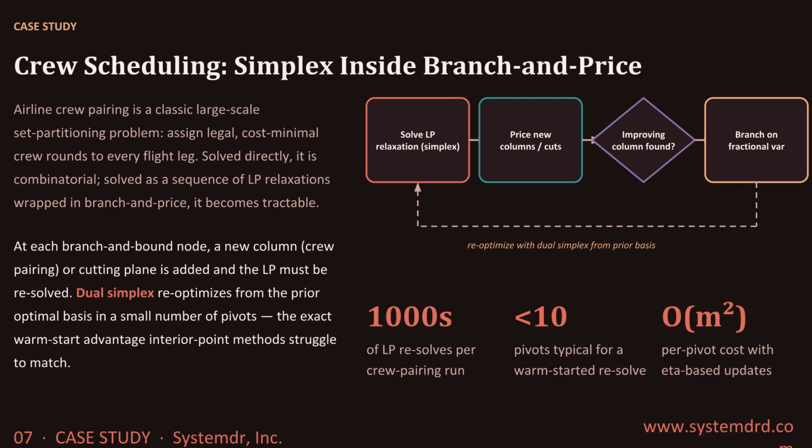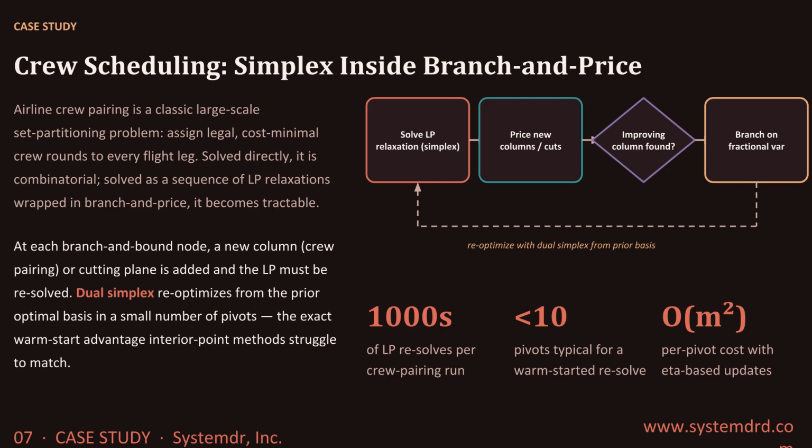At each branch and bound node, we solve the LP relaxation with simplex, price in new candidate columns or cutting planes, check whether an improving column was found, and if the model needs it, branch on a fractional variable. Then, and this is the important part, we loop back and re-optimize, using dual simplex from the prior optimal basis. That warm start is the single biggest reason simplex remains embedded in these solvers rather than being displaced by something with a nicer worst-case bound.